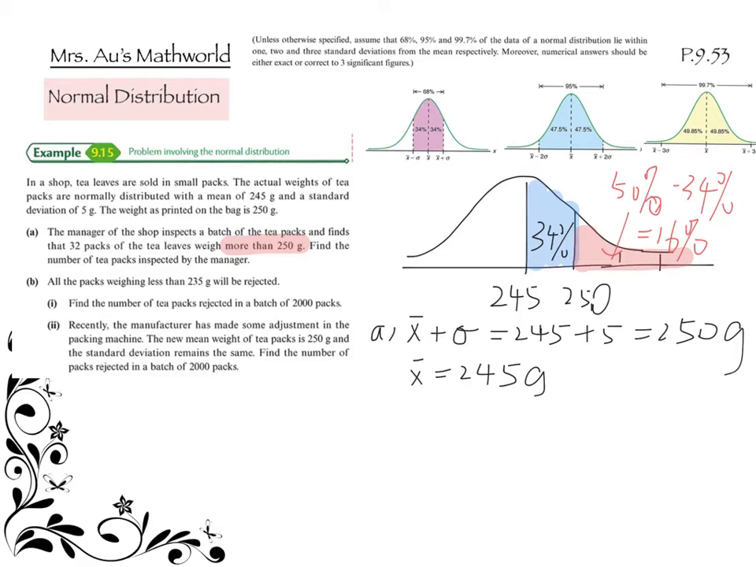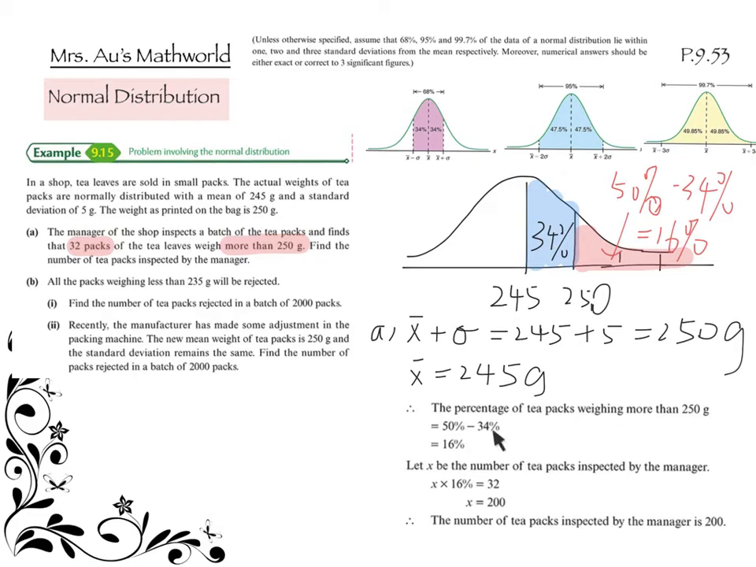Right now, we can solve the equation. We know that 16% of them means 32 packs. So these are the steps: you find the 16%, and then you find the original number of tea packs inspected by the manager. So you can get it back as 200 tea packs. So we can see that it is in proportion, just like a basic percentage.